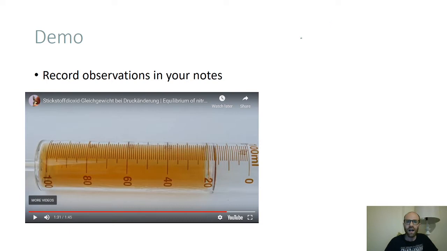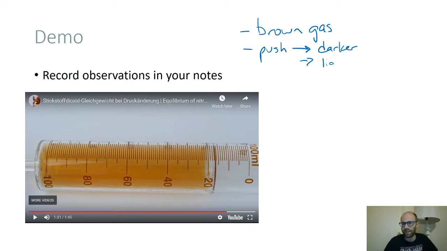There's a good one. So I'm going to say I noticed 4 things. Okay, 5 things. We're going to start off with, clearly there's a brown gas. When we push, we see 2 things. First, it gets darker. Then, at some later time, it gets lighter. And then when there's a pull on the plunger, it gets lighter. And then it gets darker.